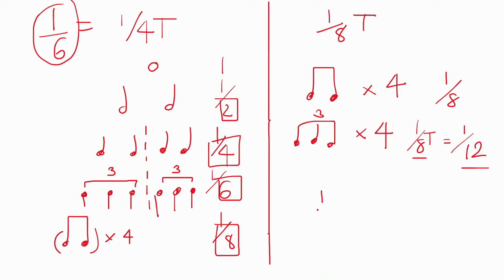It's exactly the same for 16th triplets. Why don't you pause the video and work out what this would be? The answer, of course, is 24th notes. 1.5 times 16. We need 24 of these triplet 16th notes, triplet semiquavers, to make up a whole bar.